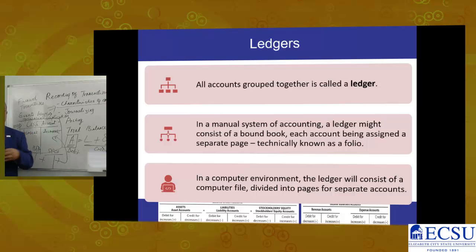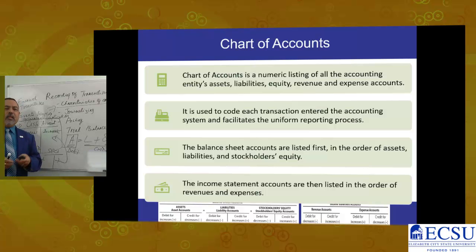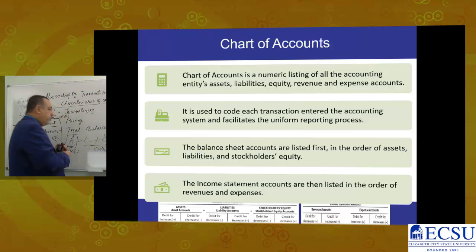In a manual system, in a computer environment, you could create a separate file for each account. So that is a ledger. Now, the next concept that we have to talk about in this segment is the chart of account. Now, chart of account is a numerical listing of all accounts that a company will be opening for assets, liabilities, equity, revenue, and expenses. Now, that is important for you to understand.